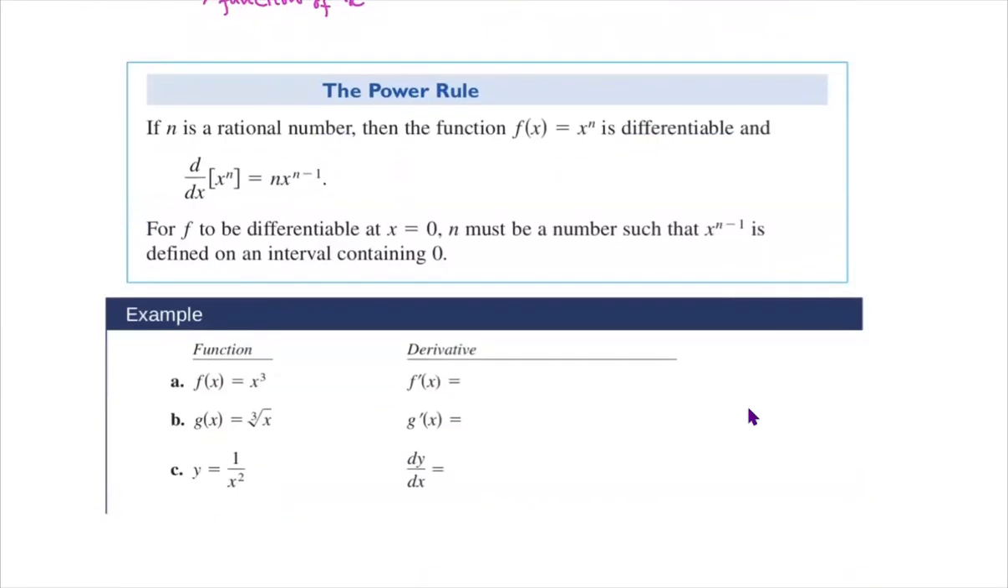Next rule is the power rule. The power rule says, if n is a rational number, n can be a natural number, any fraction, any decimal number, actually any real number, positive or negative.